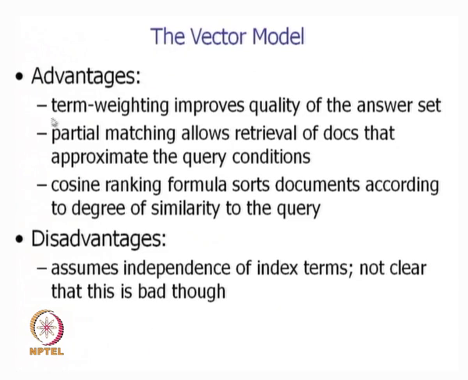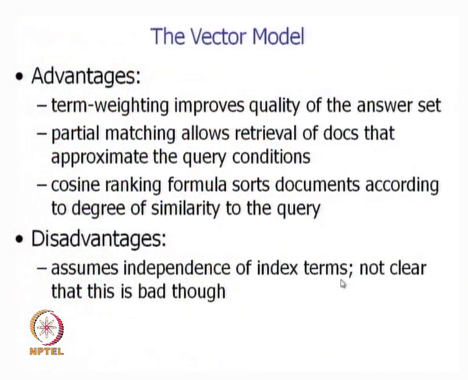The advantages of the vector model are: term weighting improves the quality of the answer set, partial matching allows retrieval of documents that approximate the query conditions, and the cosine ranking formula sorts documents according to the degree of similarity to the query. The disadvantage is that it assumes independence of the index terms. So, this is a fact that the terms are given weightage independent of their context. So, the weight of a term is simply obtained from its frequency in the document and its IDF value. This is how the weight is calculated, but it is not clear that it is a bad decision. It is delivering the goods.